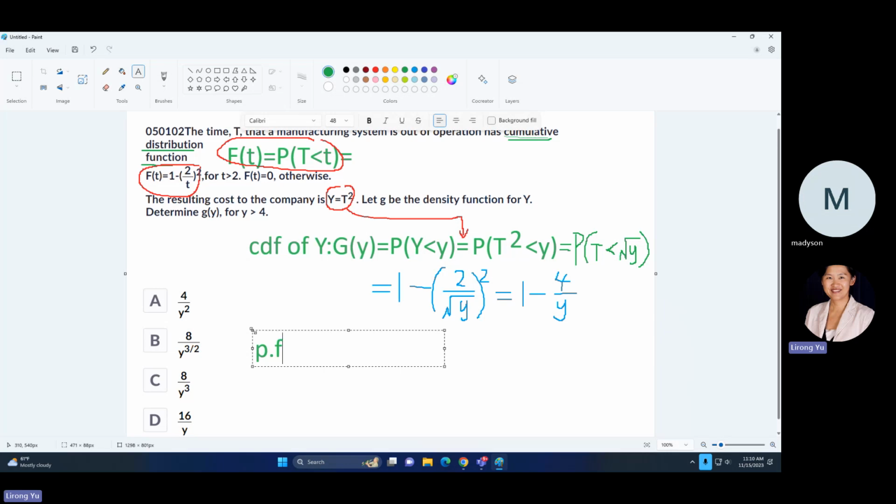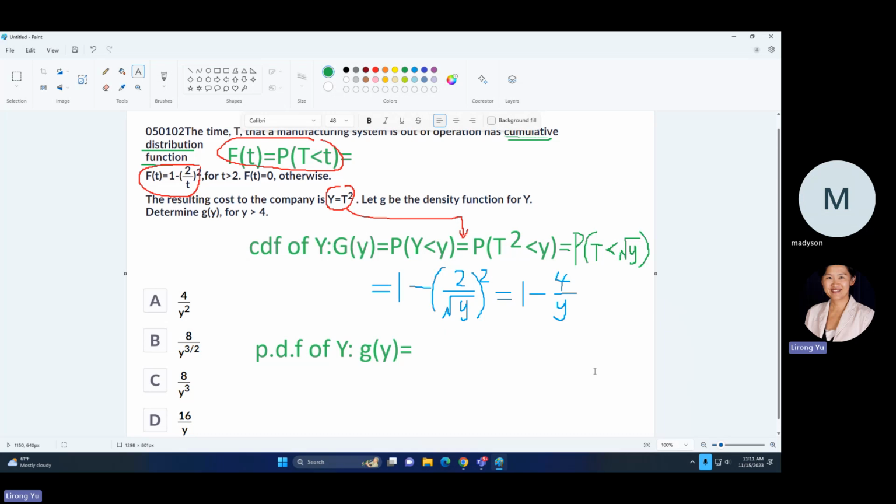Probably, the density function of y would be g of y equal to the derivative. And you look at all these answers, whichever one that was a derivative, that should be the correct choice. I hope that explains. This is a good example for practicing the CDF method to find the density function for any function of another variable.